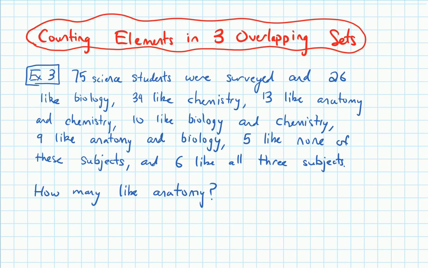In this video, we will do an example where we talk about how to count elements when we have 3 overlapping sets. So the example says 75 science students were surveyed, and 26 like biology, 34 like chemistry, 13 like anatomy and chemistry, 10 like biology and chemistry, 9 like anatomy and biology, 5 like none of these subjects, and 6 like all 3 subjects. How many like anatomy?